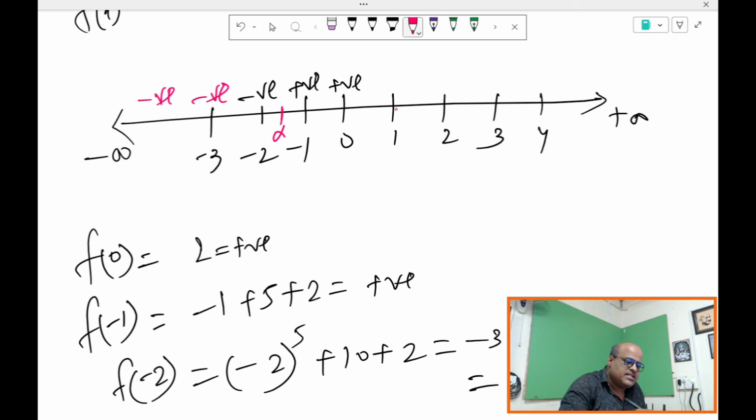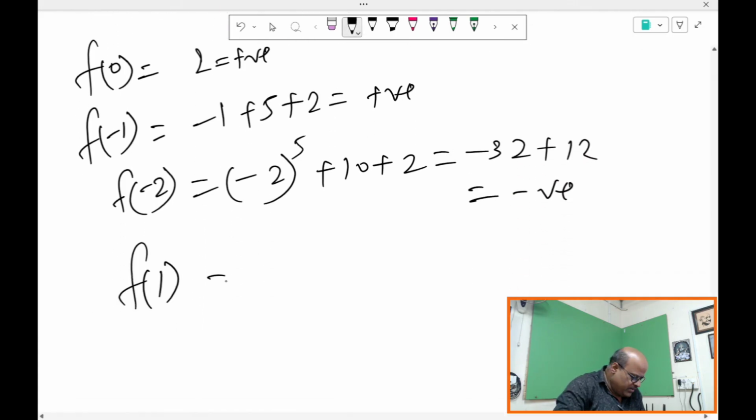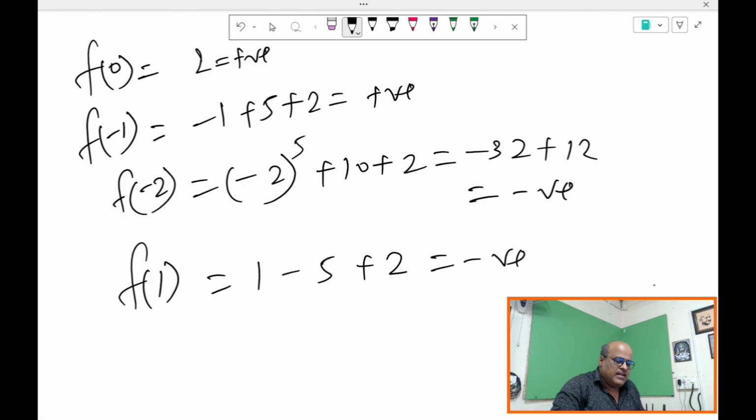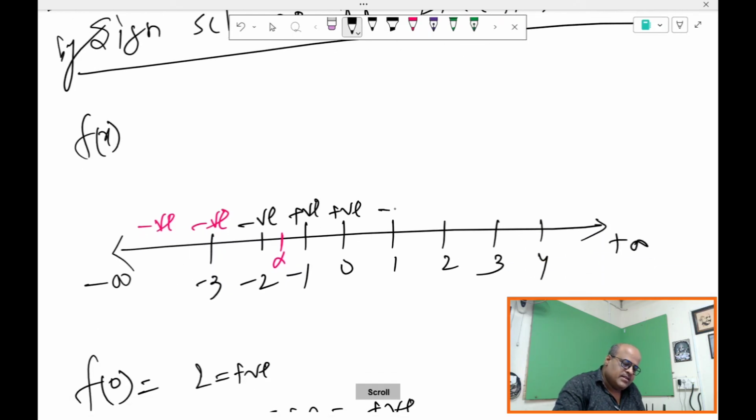So f of 0 is positive already, and f of 1 is negative. So finish. Here one real root will come, and then three real roots. In the exam hall, don't check further, directly exactly three real roots. Okay, but we can verify.